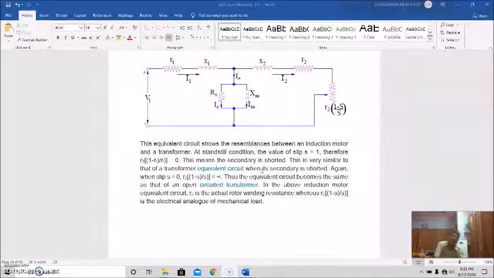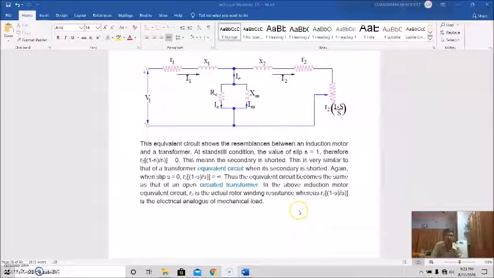Again, when slip S equal to 0, what is the value of this portion? This is infinity. So this equivalent circuit becomes the same as an open circuit transformer. Okay, so like this, we can say the induction motor equivalent circuit, and R2 is the actual rotor winding resistance, whereas this is the electrical analog of the mechanical load. Clear? So this is very important. R2 is actually rotor winding resistance, and this is the electrical equivalent of mechanical load.